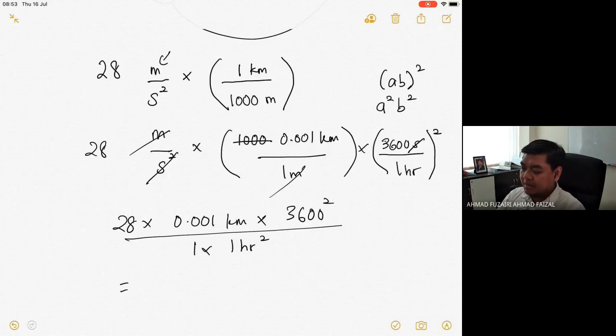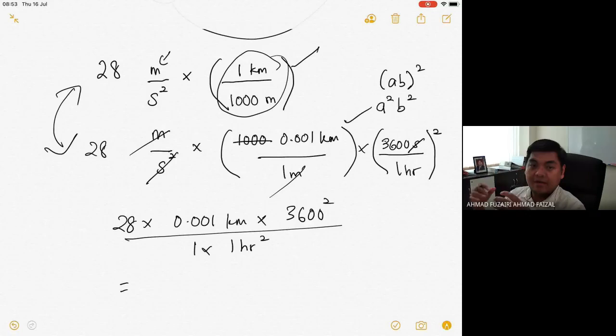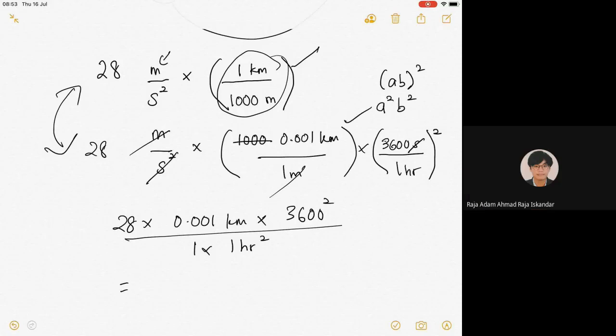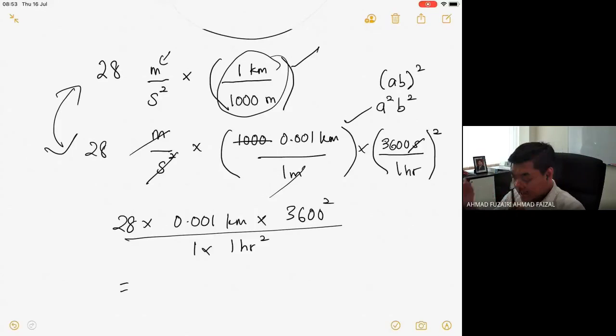Tapi kalau kata yang atas ni sama, hopefully semua orang faham kenapa saya gunakan yang ni boleh, yang ni pun boleh. Sebab yang atas ni yang penting di dalam kurungan ni, you must have correct conversions. Because 1 kilometer is equivalent to 1,000 meters, 1 meter equivalent to 0.001 kilometer. It's the same thing. Okay, Adam? Okay, thank you, sir. Okay, great. Anyone else want to ask anything regarding this?